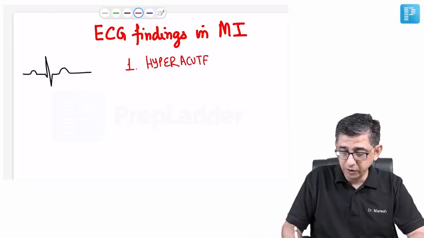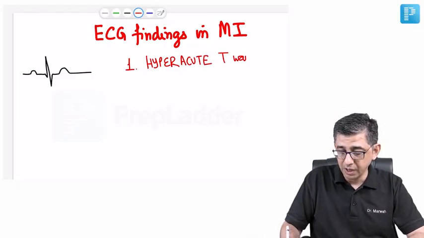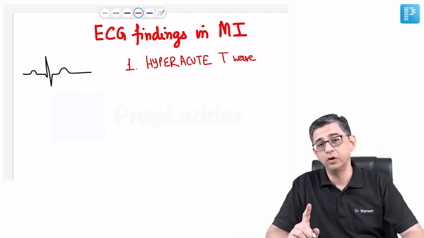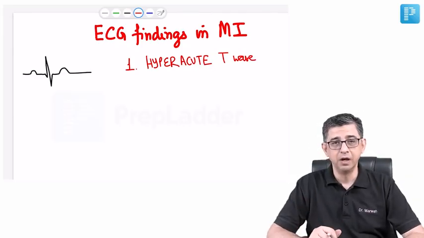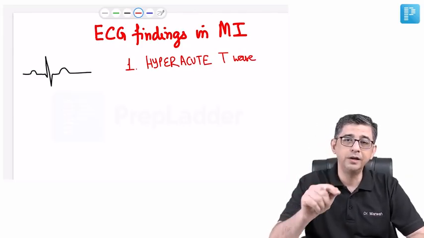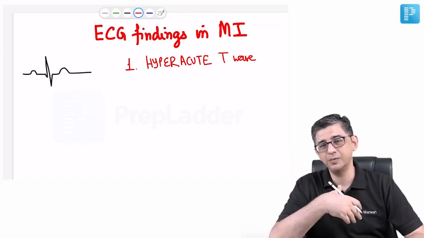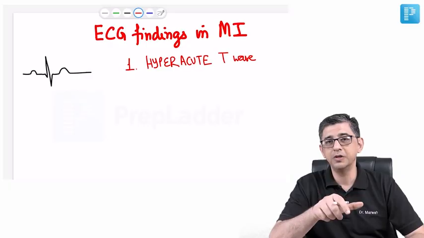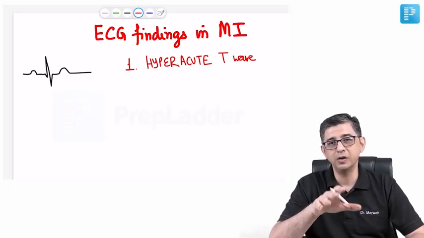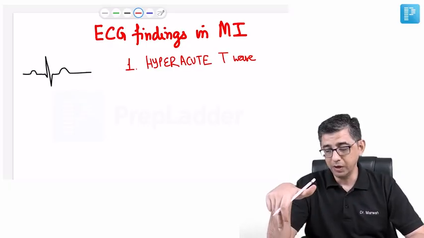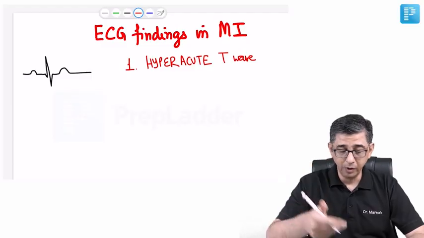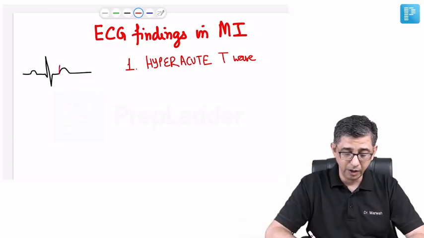A word of caution there: do not mix this up with tall tented T waves. You are going to read about tall tented T waves in hyperkalemia. We are going to cover that subsequently also, but the word of caution is tall tented T waves is going to be hyper K. This is going to be hyperacute T waves, and the problem in this case would be that the height of the T wave will definitely increase.